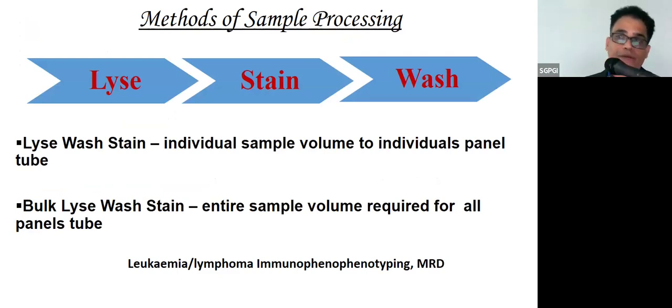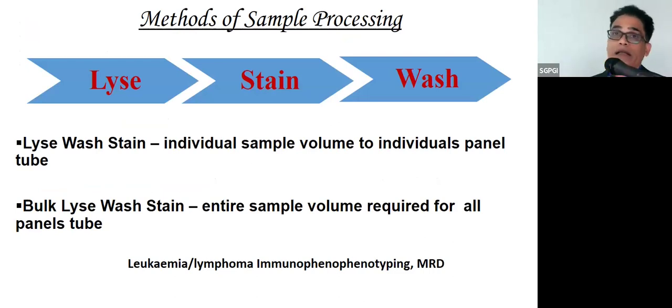There are different methods of sample processing. It can be a lyse-stain-wash, meaning you lyse the sample first. So it has two aspects: lyse-stain and bulk lyse-stain. The difference is that for a leukemia panel with 5 tubes, in lyse-stain you lyse individually, adding the individual sample volume to each panel tube, like L1, L2, L3, L4, L5.